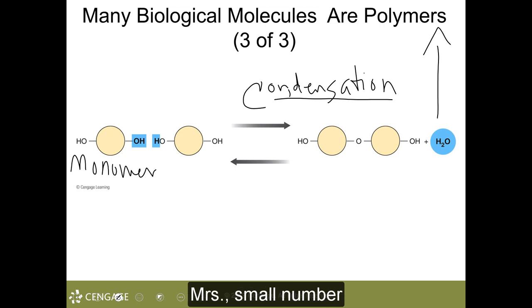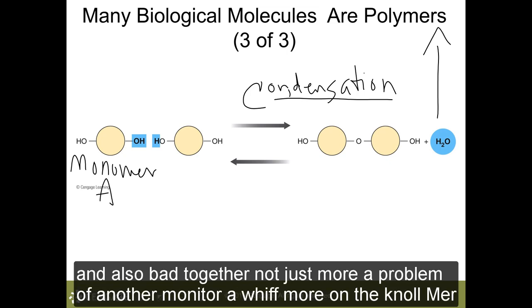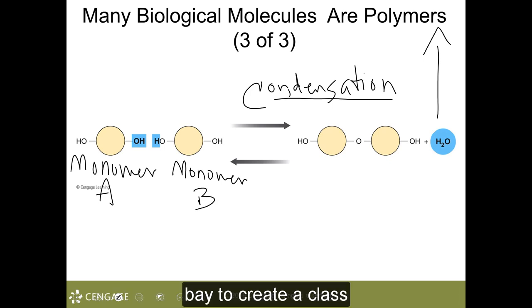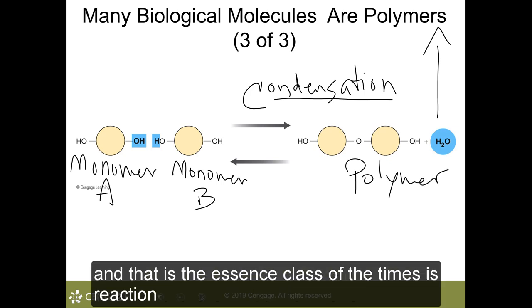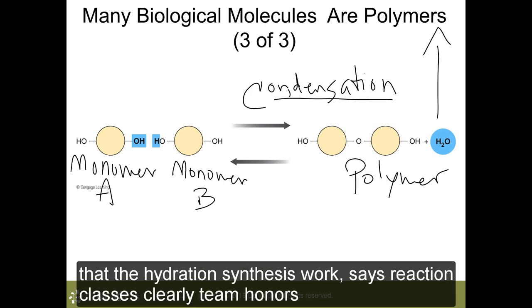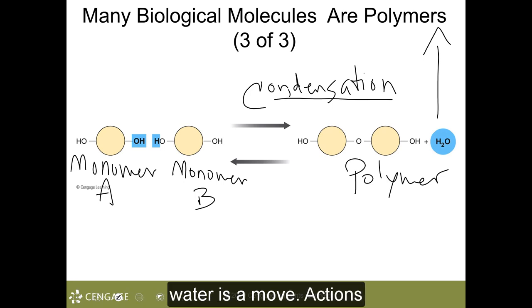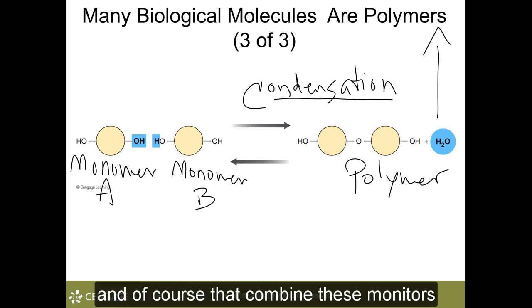And let's just call this monomer A. And I'll also bond together, not just monomer A, but monomer A with monomer B to create, class, a polymer. What polymer? Any polymer you want. And that is the essence, class, of the condensation reaction, meaning the dehydration synthesis or condensation reaction, class, is covalently linking monomers. Water is removed during the reactions, and of course, that combines these monomers.